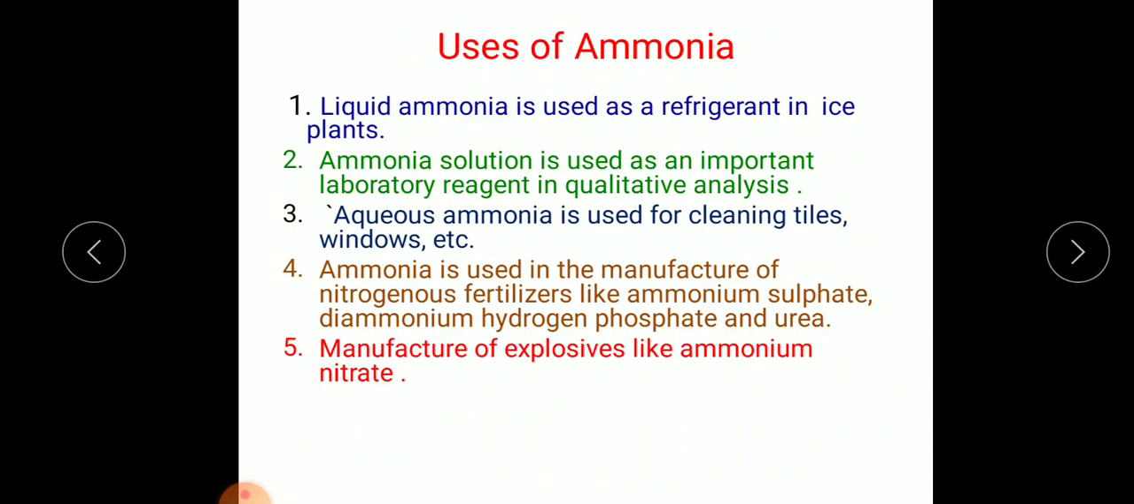Uses of ammonia. Liquid ammonia is used as a refrigerant in ice plants. Ammonia solution is used as an important lab reagent in qualitative analysis. Aqueous ammonia is used for cleaning tiles, windows, etc. Ammonia is used in the manufacture of nitrogenous fertilizers like ammonium sulfate, diammonium hydrogen phosphate and urea, and it is also used in the manufacture of ammonium nitrate.